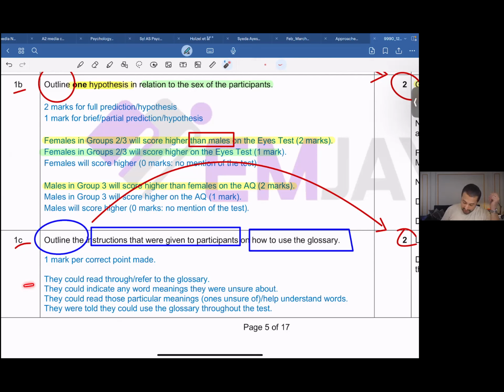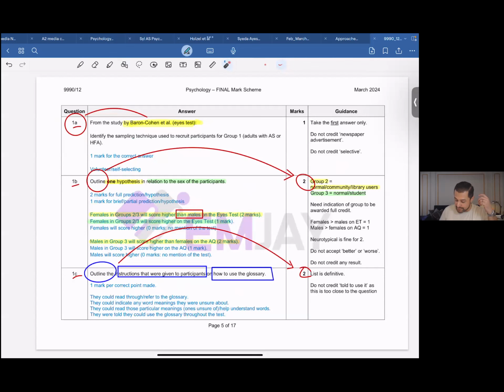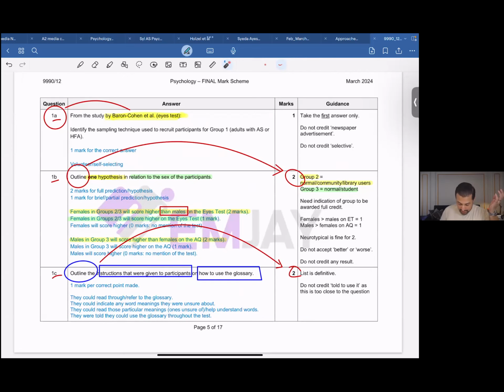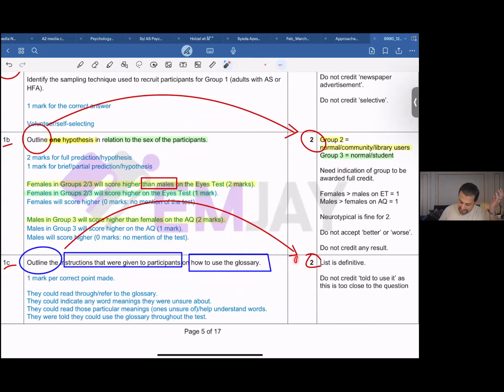So they could read through or refer to the glossary, they could indicate any words or meanings that they were unsure about. They could read those particular meanings once unsure of, that would help understand the words. They were told they could use the glossary throughout the test. So out of these 4 points over here, use any 2 points and you'd be able to score a 2 on 2 there. So the list is definitive. Do not credit 'told to use', as this is too close to the question.